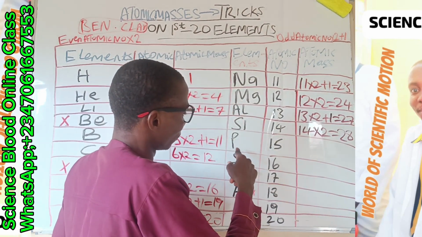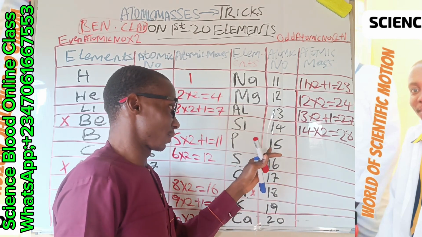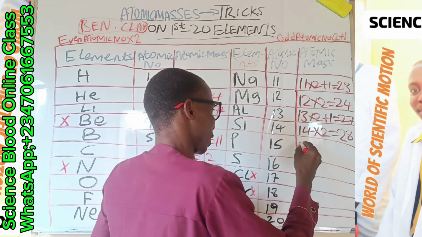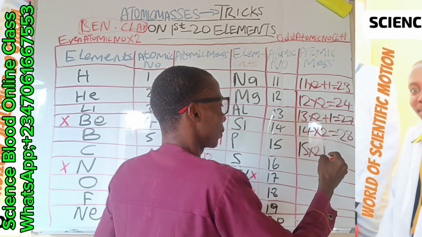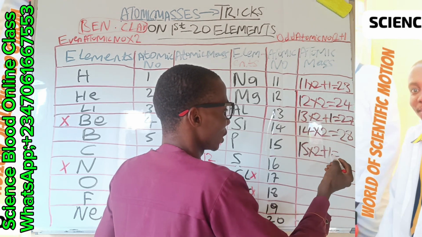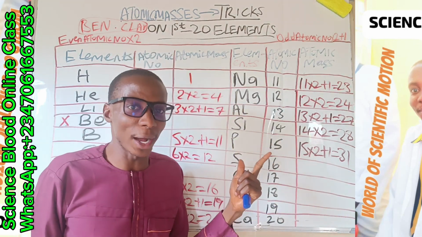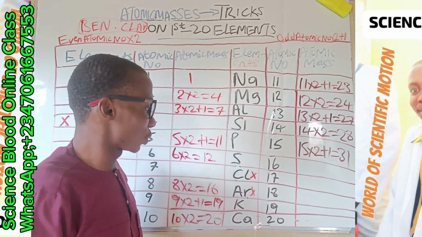Then let's move to phosphorus. As you can see, this is 15. You understand? It has 15, and 15 is an odd number. So multiply 15 by 2 and add 1. So you have 15 multiplied by 2 plus 1. What are you going to have? That should be 2 times 15 is 30, plus 1 will give us 31. So 31 is the mass number of phosphorus.